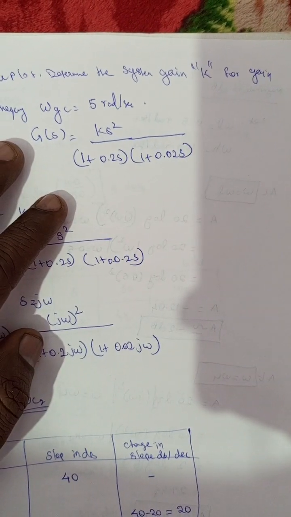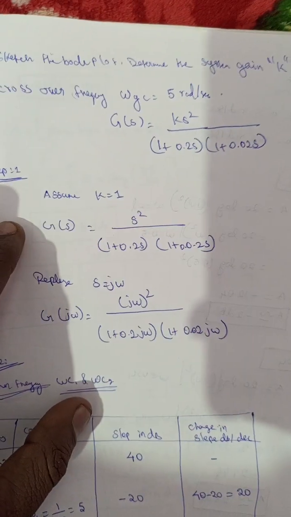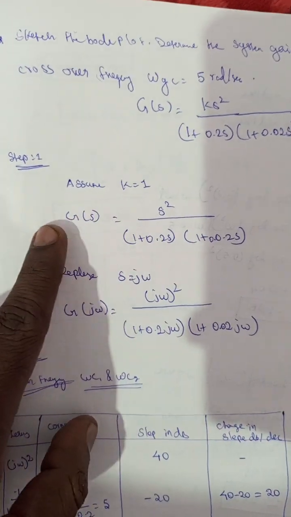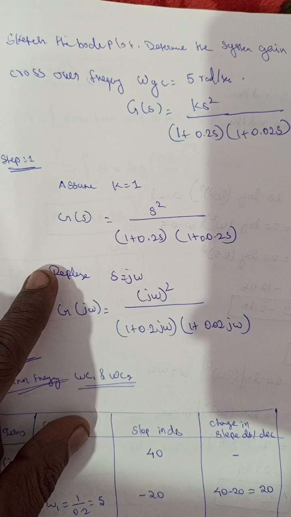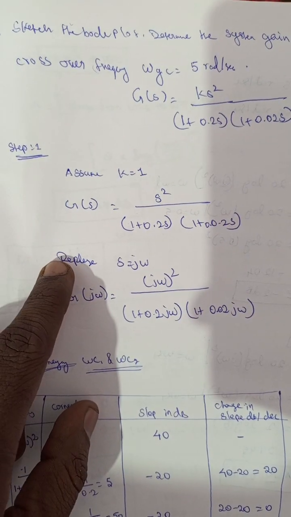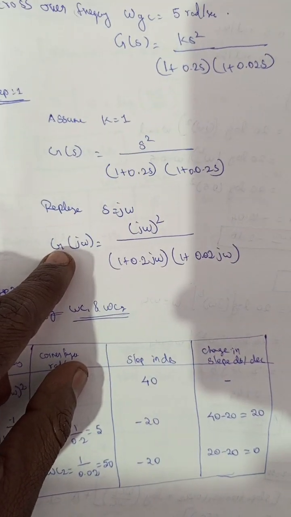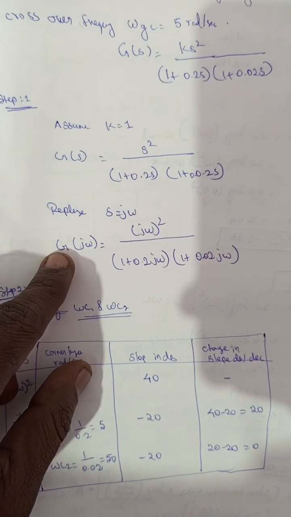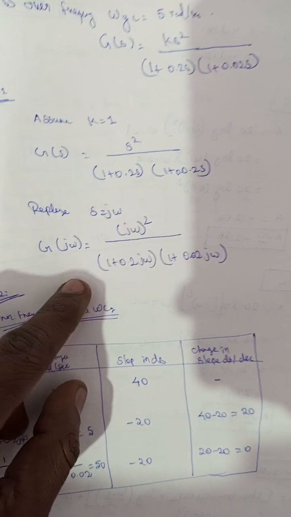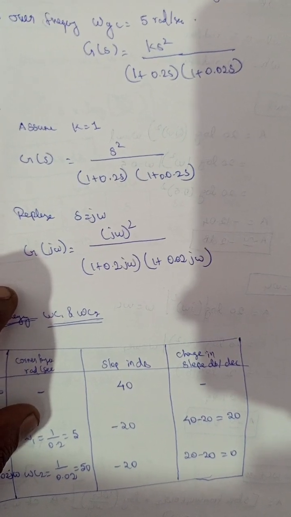and (1 + 0.02s). As the first step, we are going to assume that this K value is 1. Then we are going to replace s with jω, so wherever we get s, we replace it with jω. So here G(jω) = (jω)² divided by (1 + 0.2jω) into (1 + 0.02jω).